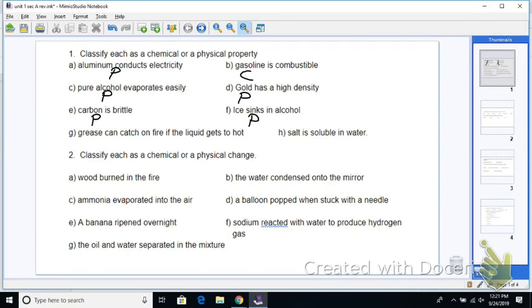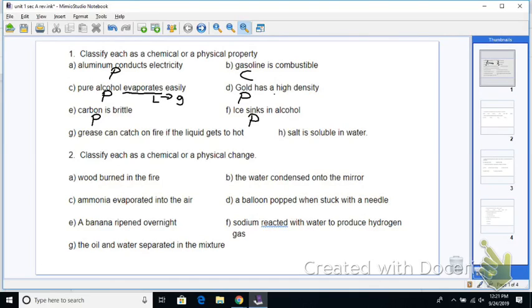So aluminum conducting electricity doesn't change aluminum. Gasoline being combusted does change it into something else. It gives off heat and light. Evaporates is a process of changing from a liquid to a gas. So that's just a change of state.